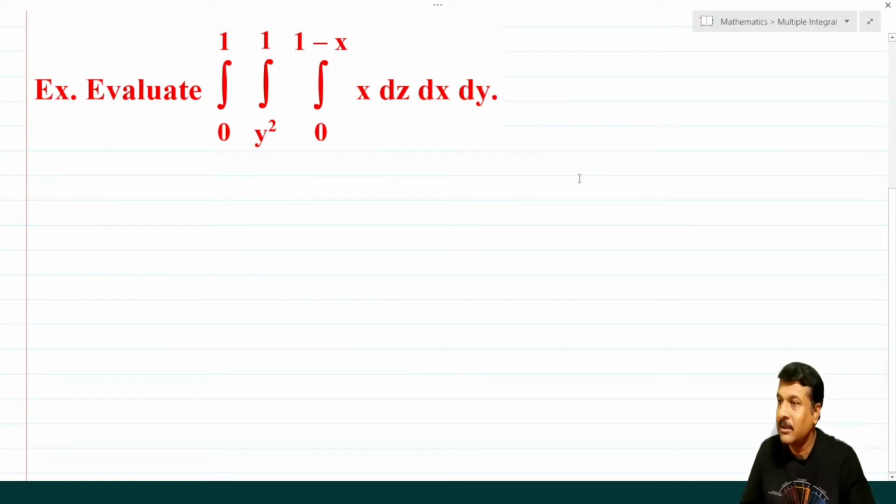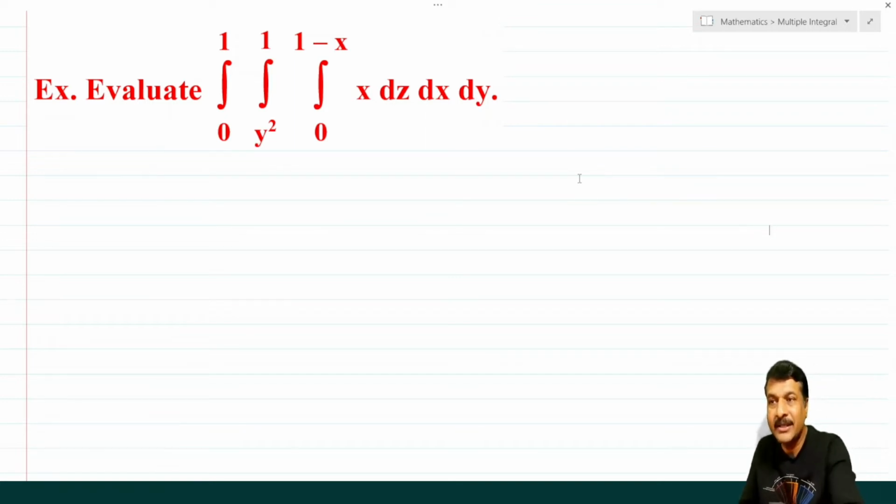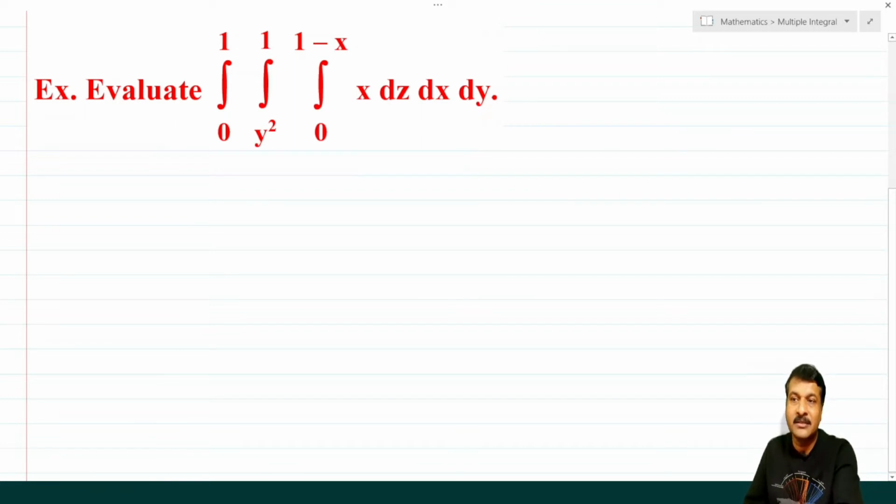Here is the example. Evaluate the integration 0 to 1, middle integration y square to 1, and inner integration 0 to 1 minus x, dz dx dy. So it is very clear that here the sequence dz dx dy is given, and the limits are given. In triple integration, if limits are provided, then it is a very easy example. We only have to check the sequence. So here it is given z, then x and y. Note that if we consider only these two outer integrals, they contain x and y, so definitely first integrate with respect to z.